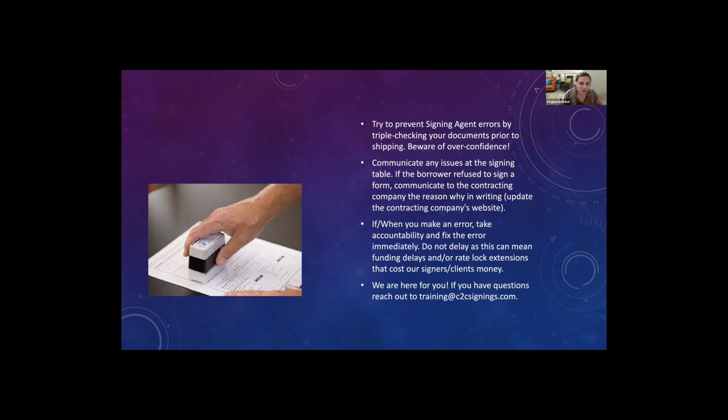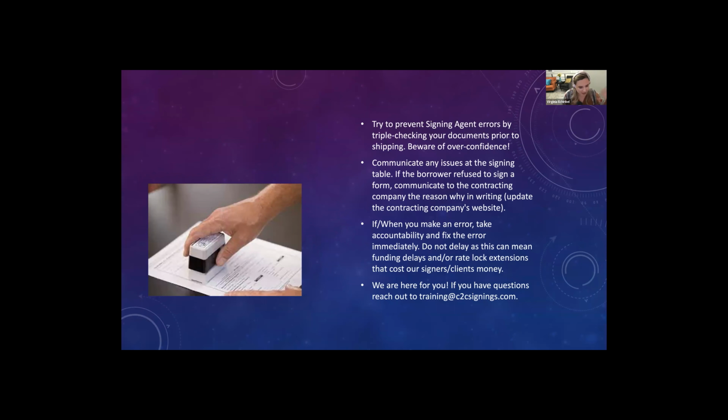So the best way to avoid errors is to prevent them. And how can you do that? Triple check your documents. Prior to shipping, go through them 3 times. We suggest while you're signing, you triple check the documents. Before you leave, you take time, you say, give me a second, borrowers.